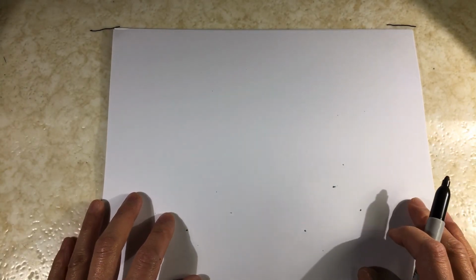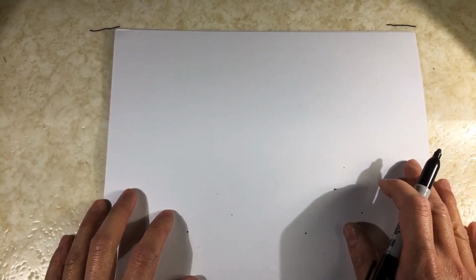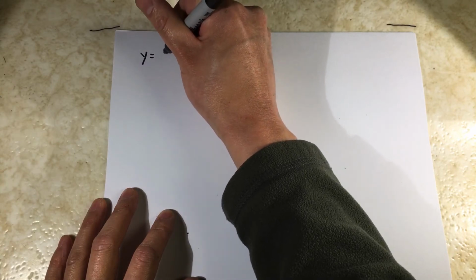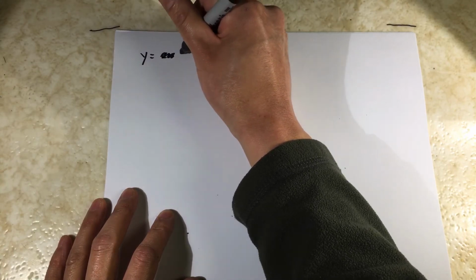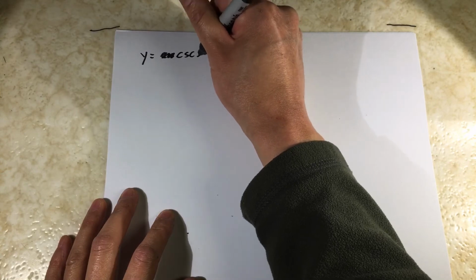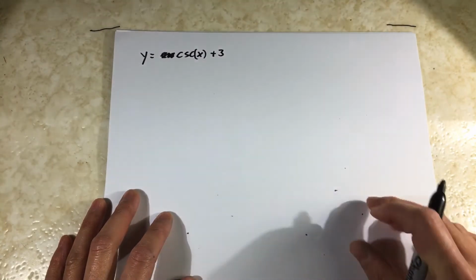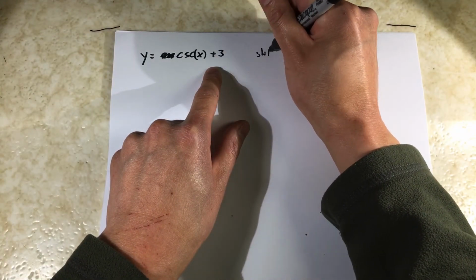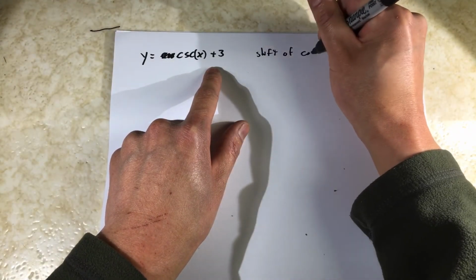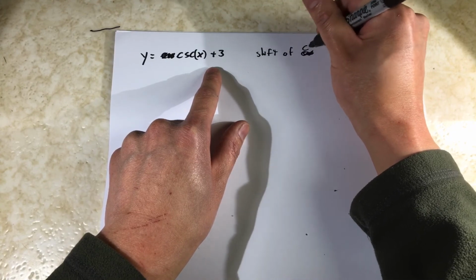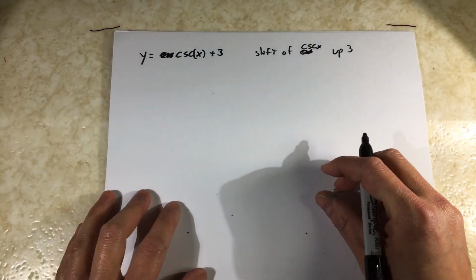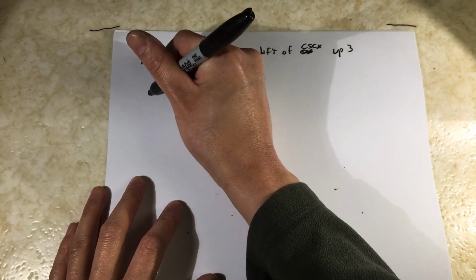Okay, so let's do y equals, I'm sorry, I wrote that wrong, cosecant of x plus 3. So you can see that this is outside, so this is going to be a shift. I keep writing cosine. Cosecant of x up 3. Okay, so let's start with cosecant.